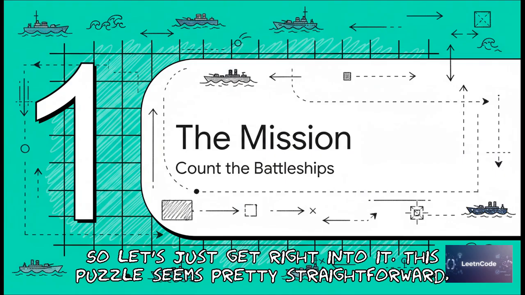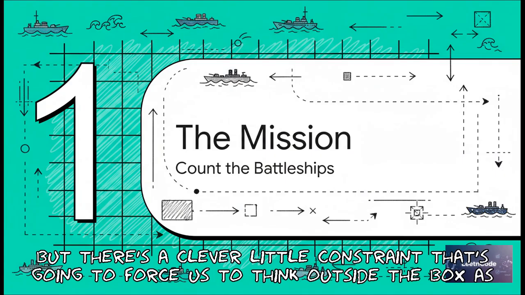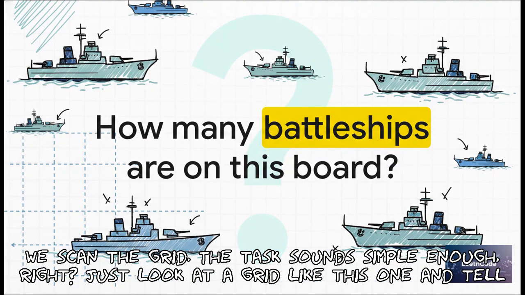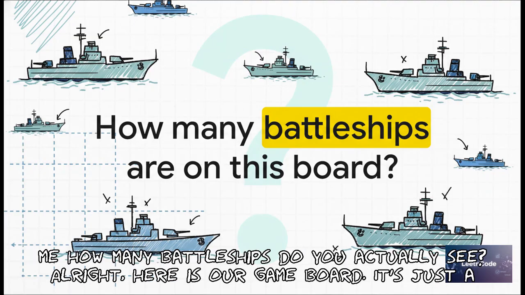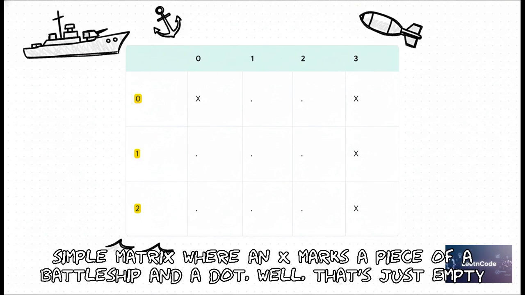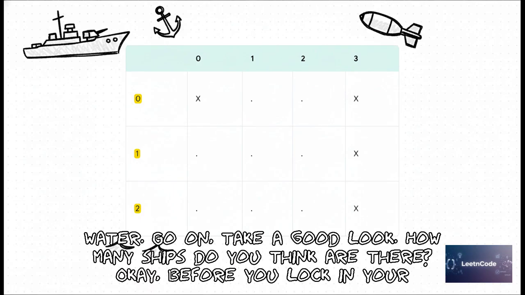This puzzle seems pretty straightforward, but there's a clever little constraint that's going to force us to think outside the box as we scan the grid. The task sounds simple enough, right? Just look at a grid like this one and tell me, how many battleships do you actually see? All right, here is our game board. It's just a simple matrix where an X marks a piece of a battleship and a dot, well, that's just empty water. Go on, take a good look. How many ships do you think are there?